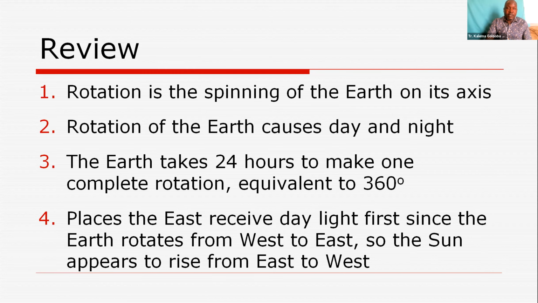That is what we see. Even at school, you say, the guy is on the eastern wing. Those guys are supposed to see the sunlight first. But looking at Earth in general, places on the eastern side will receive sunlight first. Why? Because the Earth rotates from west to east. The Earth rotates in the opposite direction.